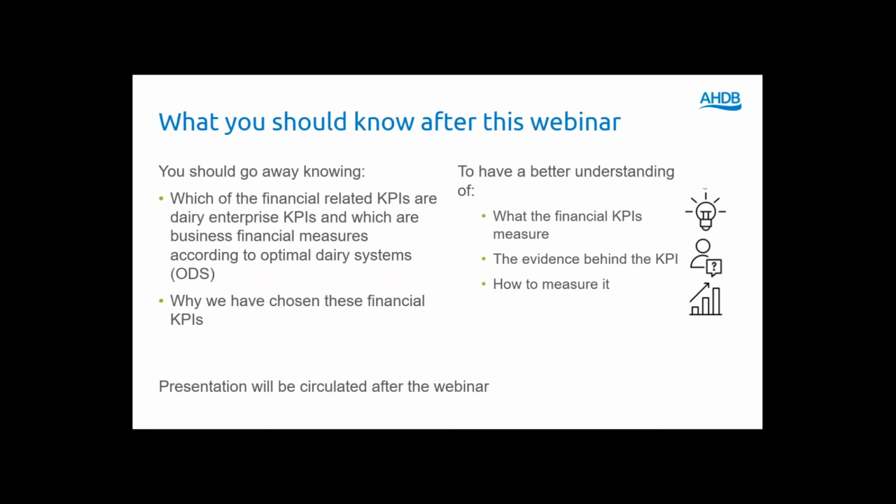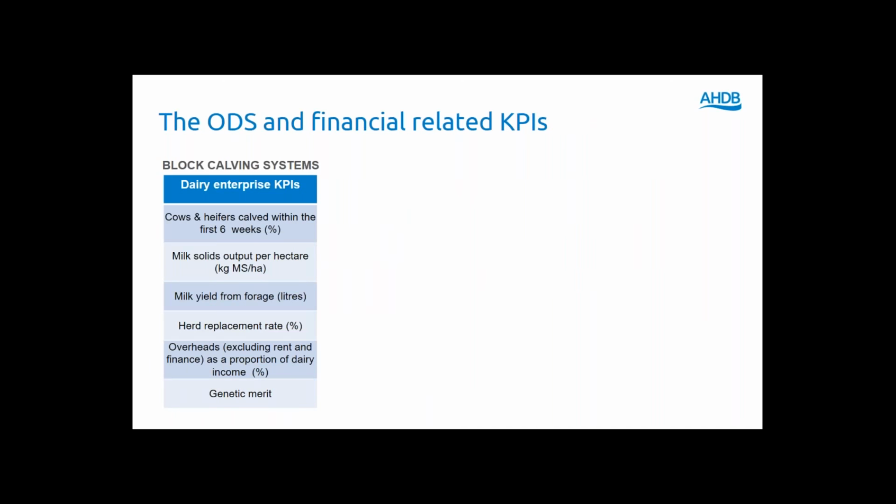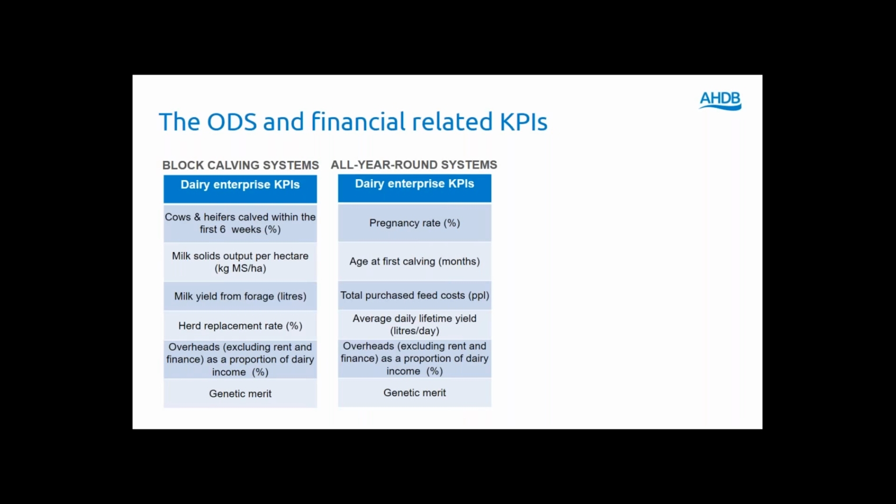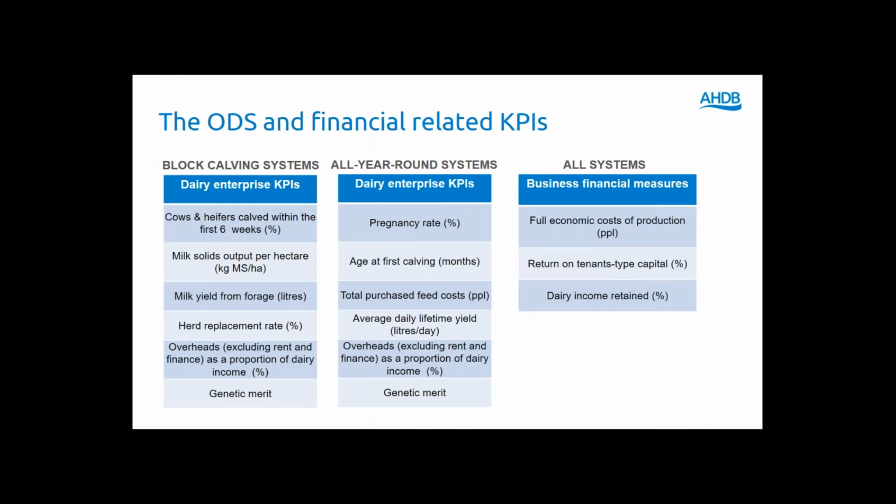Right, so let's start. Firstly, the optimal dairy systems financial related KPIs. These are the KPIs that we've put together for the block calving systems. We've also got a set for the all year round systems, and then we've got some generic KPIs which cover all systems, and they're our business financial measures. So just to give some background, I'm sure you might have been told this before, but just to make sure everybody's up to speed on the same thing.